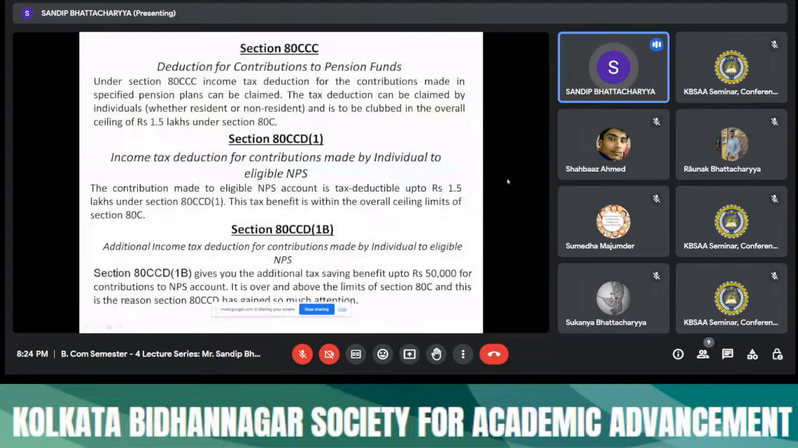Then move to the next one, very very important, under section 80CCD(1B), that is additional income tax deduction for contribution made by an individual to an eligible nationalized pension scheme. So what is it saying, sir, what additional does 80CCD(1B) give? 80CCD(1B) gives you a relaxation. Sir, what type of relaxation? Relaxation of 50,000 as additional benefit to your income tax deduction.